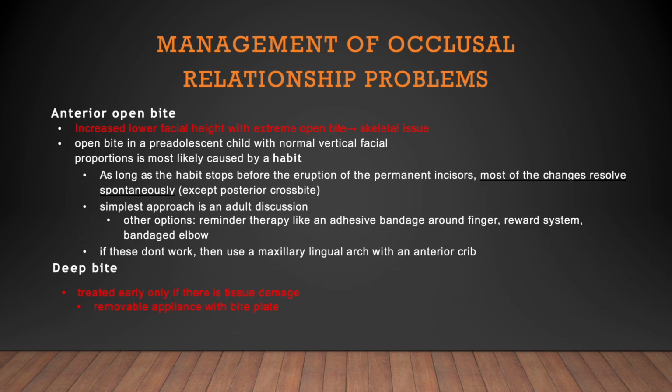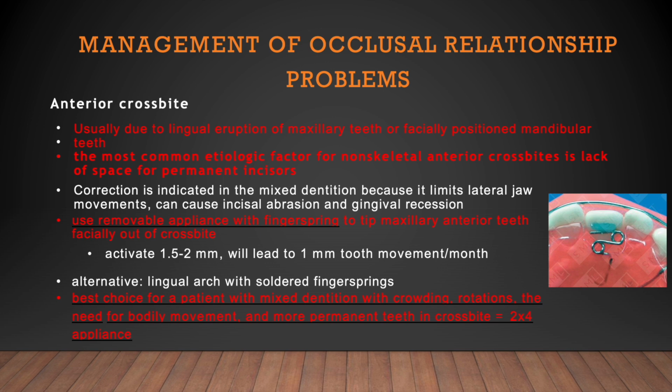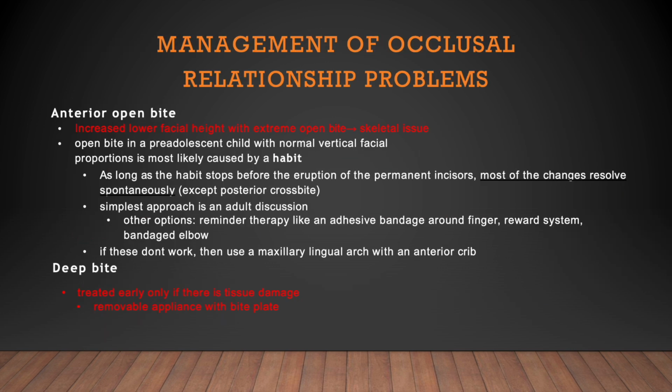Now, management of occlusal relationship problems continued with the anterior open bite. We were just talking about the anterior crossbite. Now we're going to be talking about an anterior open bite. So how can we know that this anterior open bite is skeletal? Well, you're going to have an increased lower facial height with an extreme open bite.